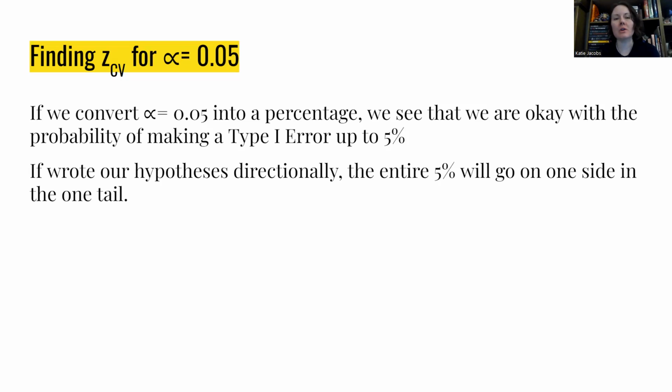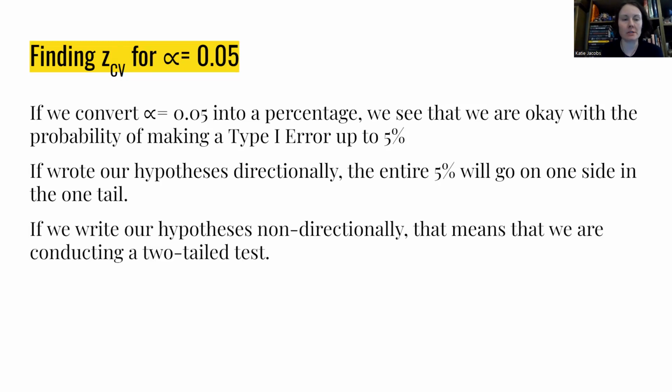So if we wrote our hypotheses directionally, the entire 5% will go on that one side and one tail. Remember, if we can write our hypotheses directionally, we want to. And it's for this reason exactly, because if the whole 5% goes on one side, that draws that critical value in closer to the 0, which means we don't need as big of a difference between our sample mean and our population mean in order to find those significant differences, which is our goal.